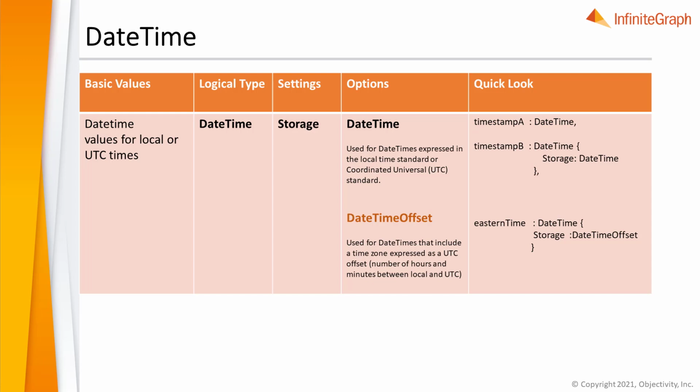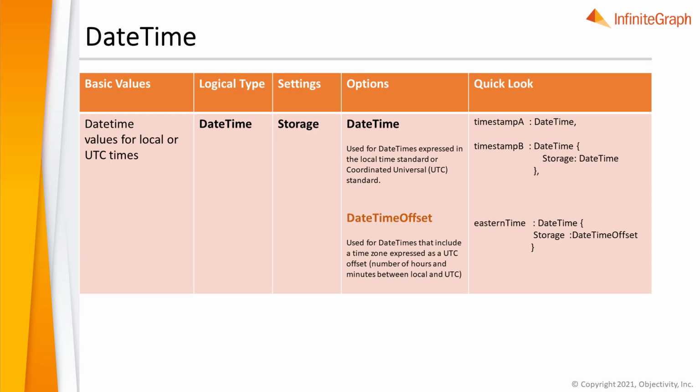We have the date type for dates and the time type for times, and now we have the date-time type when we need an attribute that is capable of storing both the date and the time in a single attribute. The date-time type is used for storing date-time values for either local date times or for UTC date times. The logical type is date-time. There is one optional setting, storage, that has two possible values, date-time and date-time offset. The default value for storage is date-time.